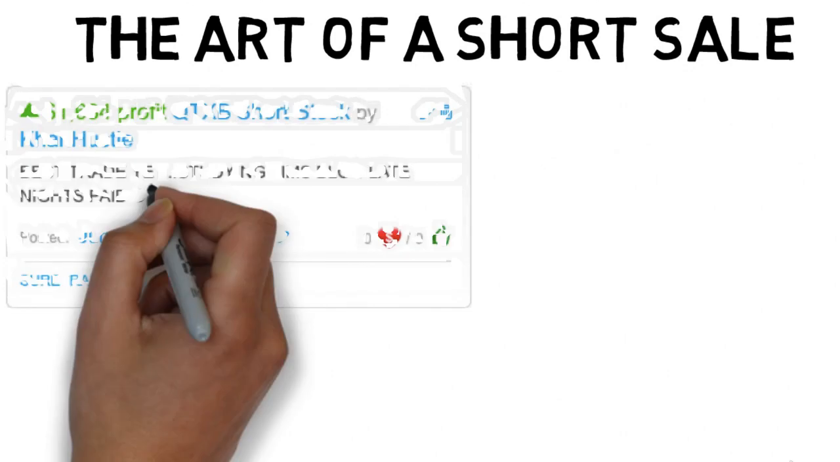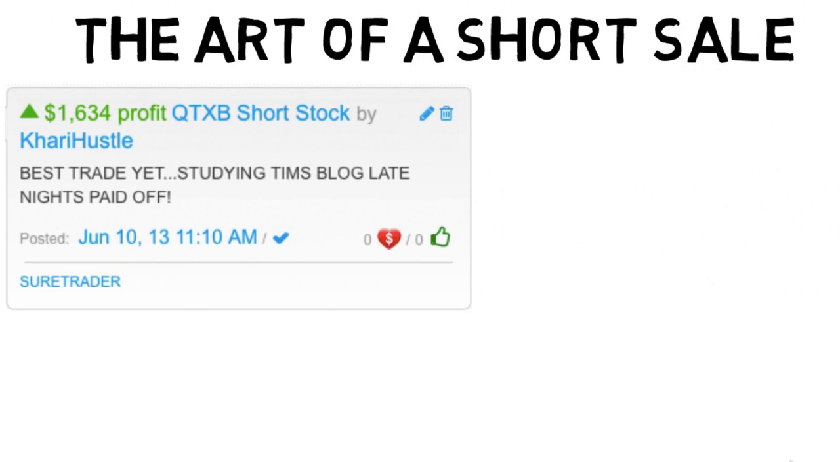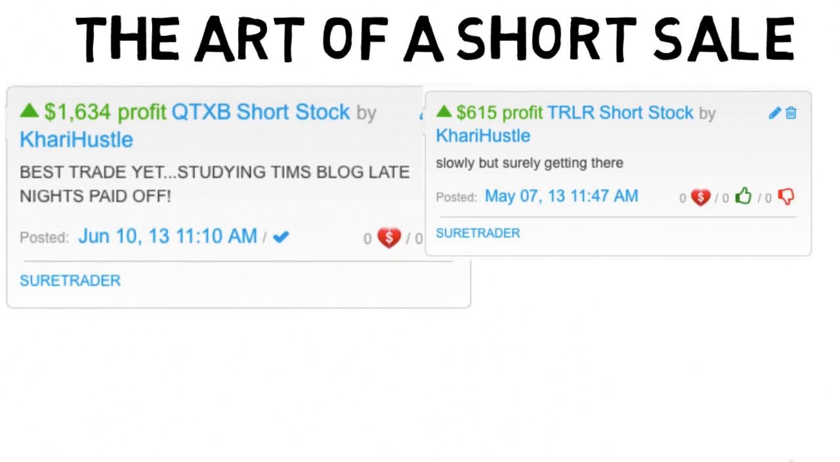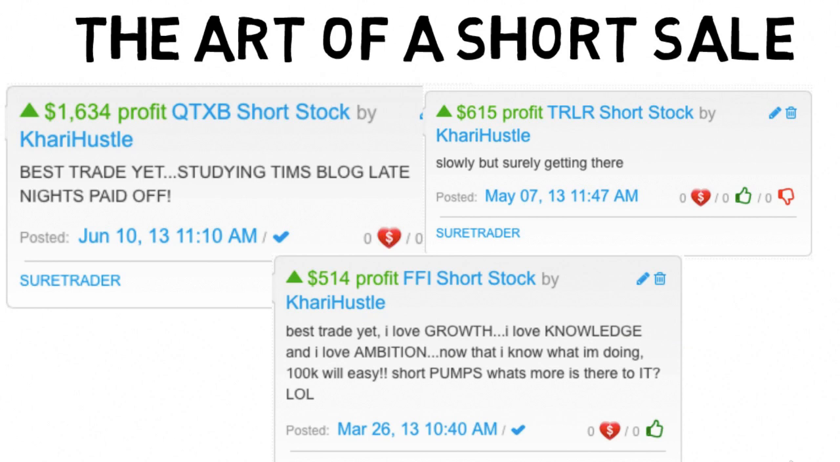So before we go into that, I want to show you a couple examples of the profits that I made and other people have made. And I'm going to show you one of my best trades right here. I made $1,634 in about, I want to say 15, 20 minutes. And another trade I made right here is $615 in about 30 minutes of work. And another trade right here, $514 that I made. And that was no more than 30 minutes.